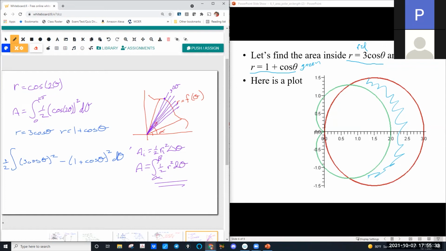Now, as we saw before, to get limits, we set the two curves equal to each other. Same thing goes for these. 3 cosine theta equals 1 plus cosine theta. Okay, so subtract cosine theta from both sides, and we get 2 cosine theta equals 1. And divide both sides by 2. We get cosine theta equals a half.